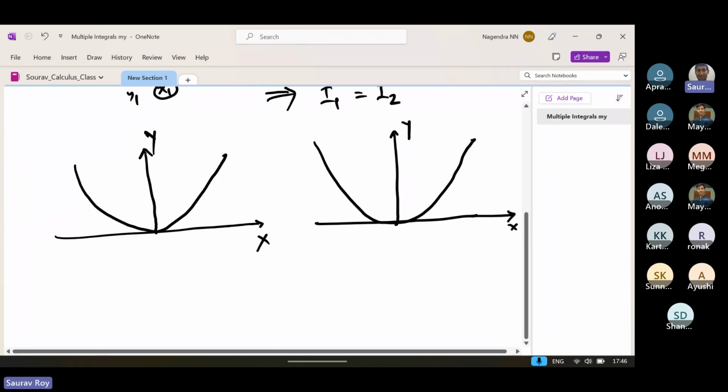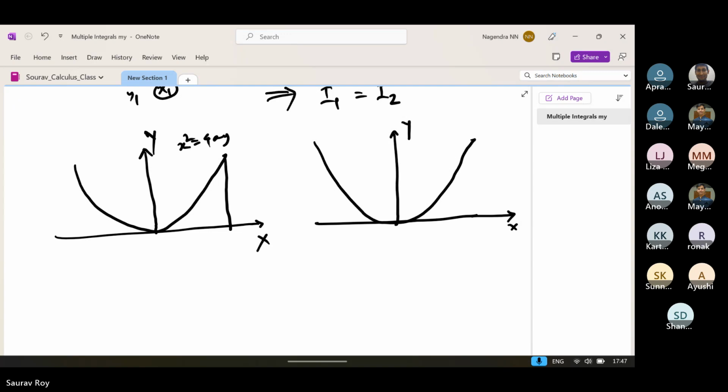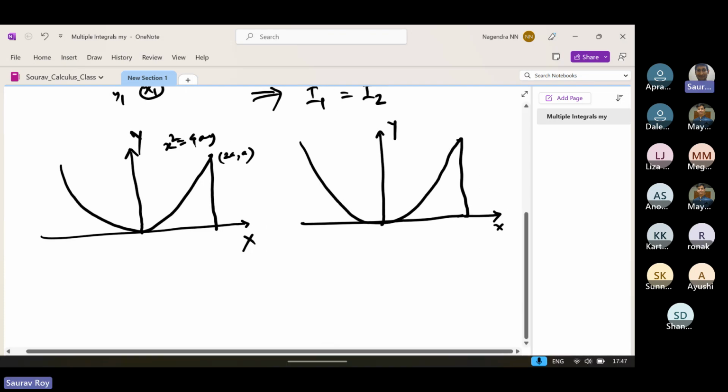So here you can see this is x square equals 4ay, a parabolic curve. So you want to find out the area under this curve.